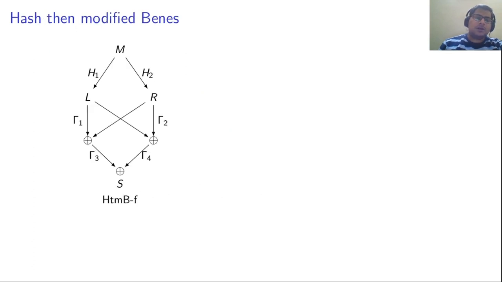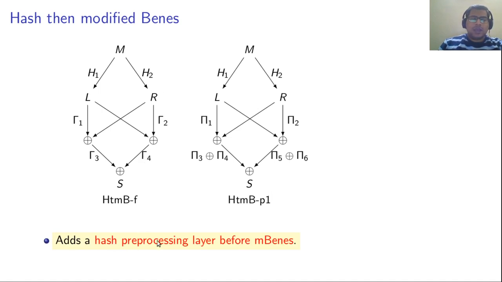Okay, now I'll present the main contribution of this paper, which is the hash-then-modified-Benes paradigm. So what we do is we apply a pre-processing layer of hash functions on the message to get fixed inputs L and R of the modified Benes. This lower layer is the modified Benes, and in the upper layer we apply the pre-processing. So we add a hash preprocessing layer before mBenes to get this HTMB, and this F annotation is because we only use random functions here. So this is the random function flavor of the HTMB.